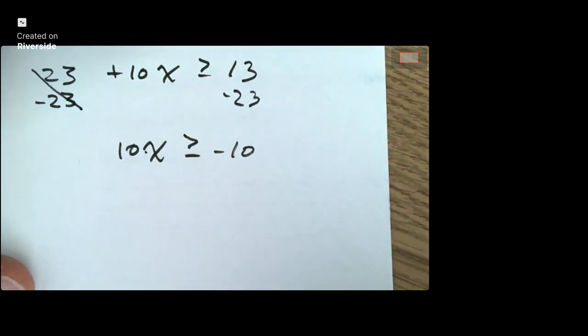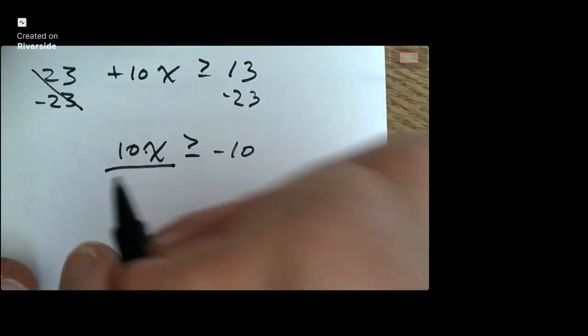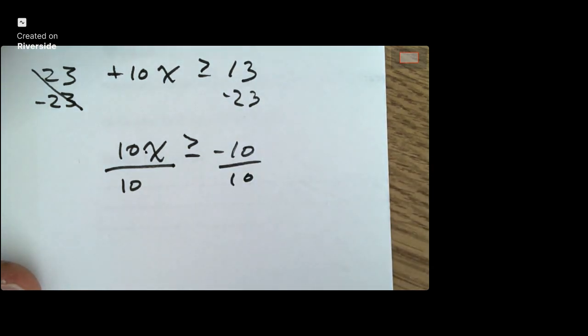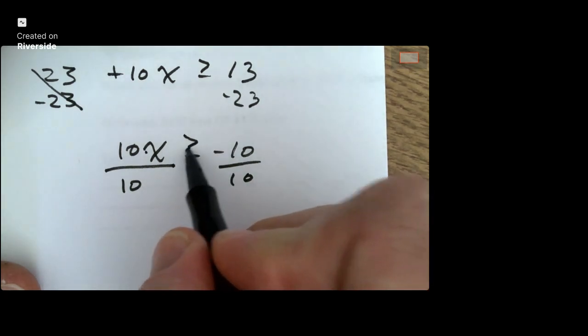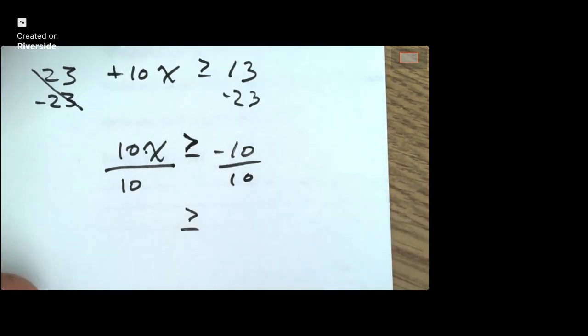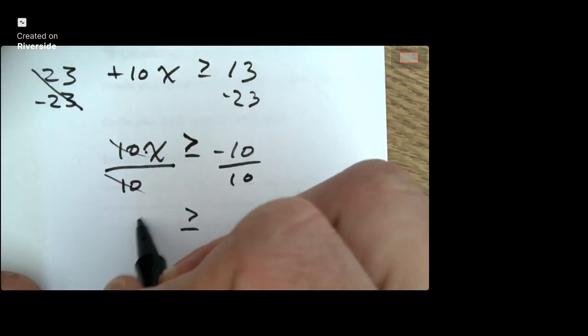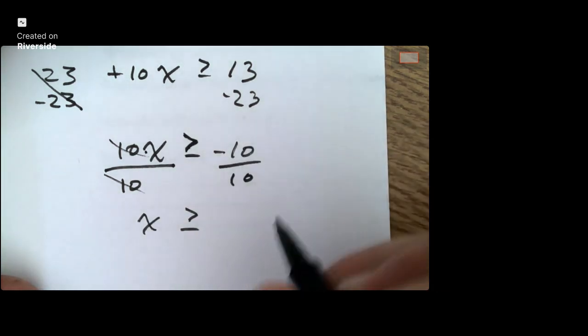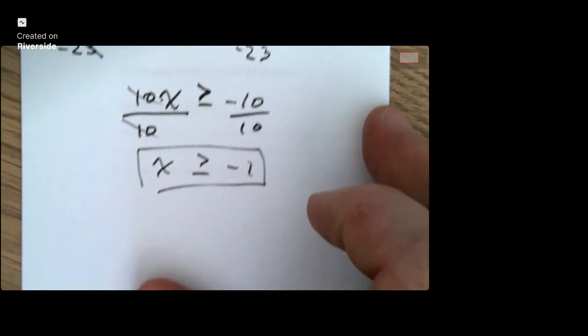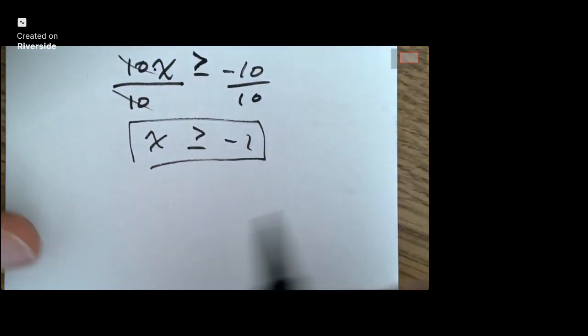That x is glued to that 10 by multiplication. In order to unglue that, I have to do the opposite of multiplication. So I need to divide by exactly what we want to get rid of, which is a positive 10. So I divide each side by a positive 10. We do not need to flip our symbol because we divided by a positive 10. The rule is the same with multiplication or division. So the symbol stays the same. 10's cancel, x by itself. Negative 10 divided by positive 10 gives me a negative 1. So there we go. X can equal any number in the world as long as it is greater than or equal to negative 1. Let's go ahead and graph that.